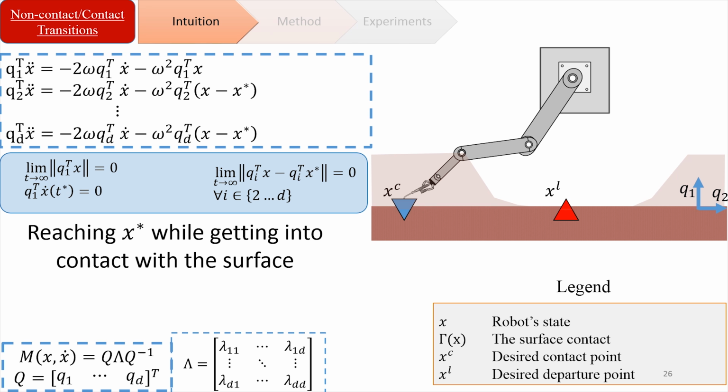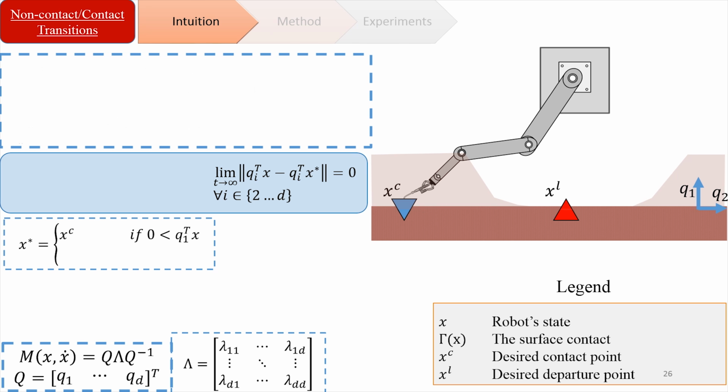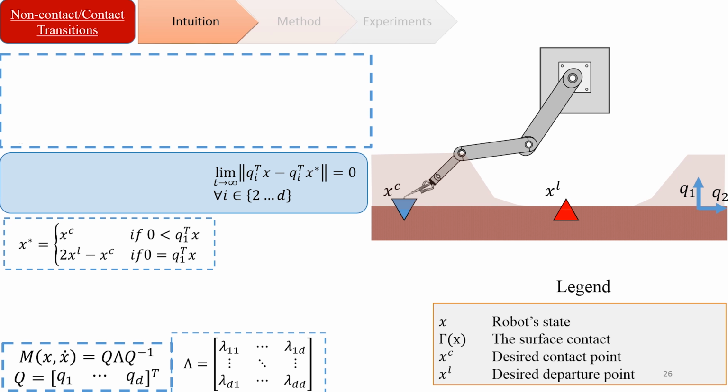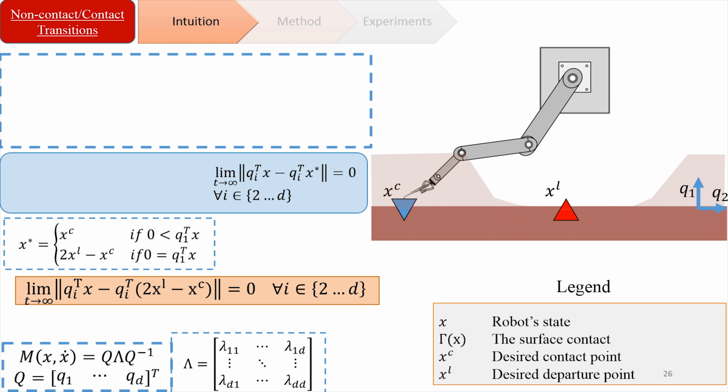In order to make sure that the robot goes into the contact at the desired location, we have studied the other directions, and in the other directions we can see that the motion of the robot is asymptotically converging to the x star. So what we do, we just simply say that if the robot is not on the contact surface, x star should be the desired contact point. So if the robot is in the transition region, the robot should converge to the desired contact point. And if the robot is already on the contact surface, we start to change the x star. It's just very simple switching, such that the robot converges to this.